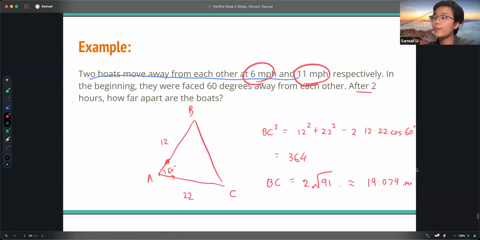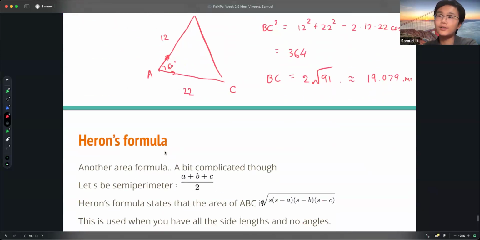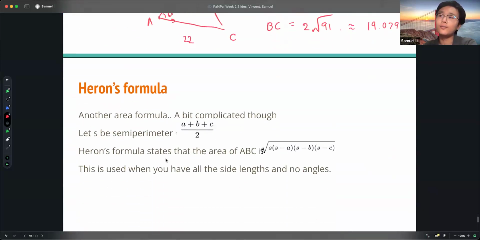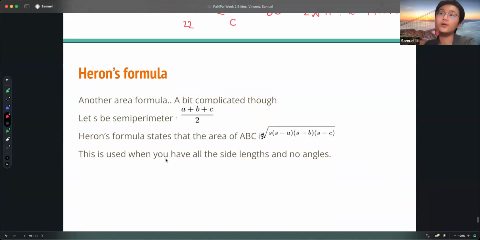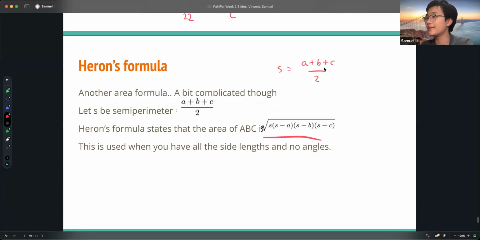That's around how to use law of cosines. Okay, so the last thing you would want to know is Heron's formula, which looks slightly different from the rest. So in geometry, there's a convention to name S as the semiperimeter of a triangle. So S would be equal to (A plus B plus C) over 2. That is just the semiperimeter. It's half of the perimeter, which is A plus B plus C.